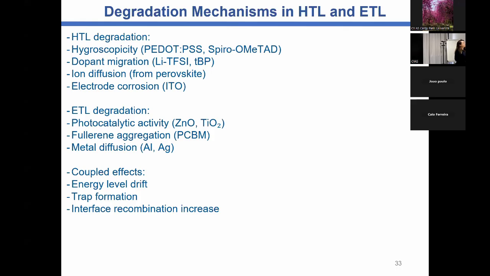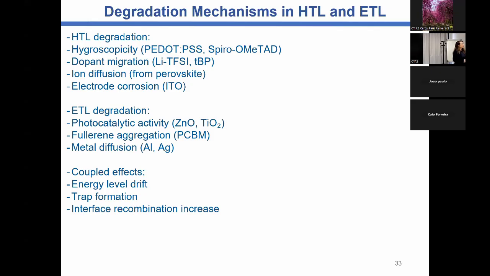So as I said, in terms of HTL, the PEDOT:PSS has this hydrophobicity. The spiro has the dopant migration and ion diffusion from the perovskite through the ITO, and ITO corrosion. So to block this ion diffusion, it's important to overcome this stability issue with interlayers.